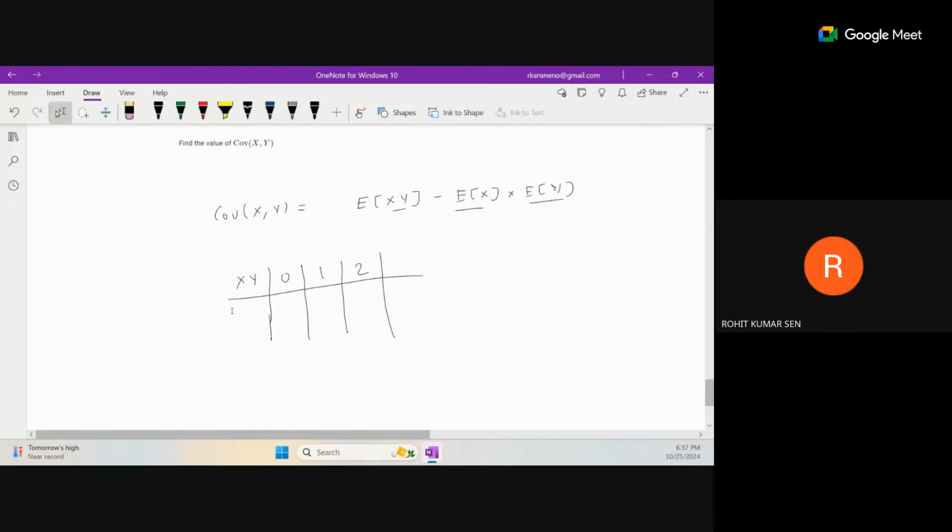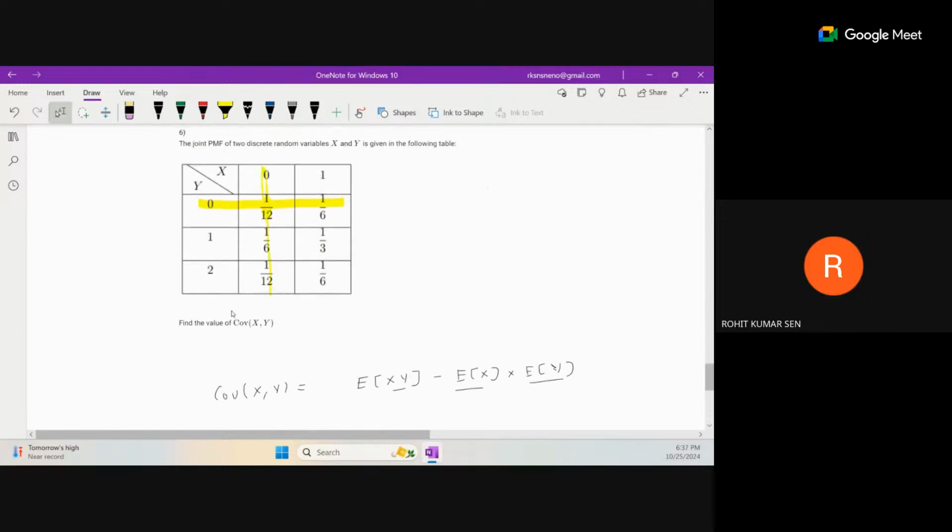So what is the probability of xy equal to 0? It is the sum of these. Your xy is becoming 0 when your x is 0 or y is 0. So you will add the probability of this, this, this, this. And this addition will give you the probability of xy equal to 0, right?